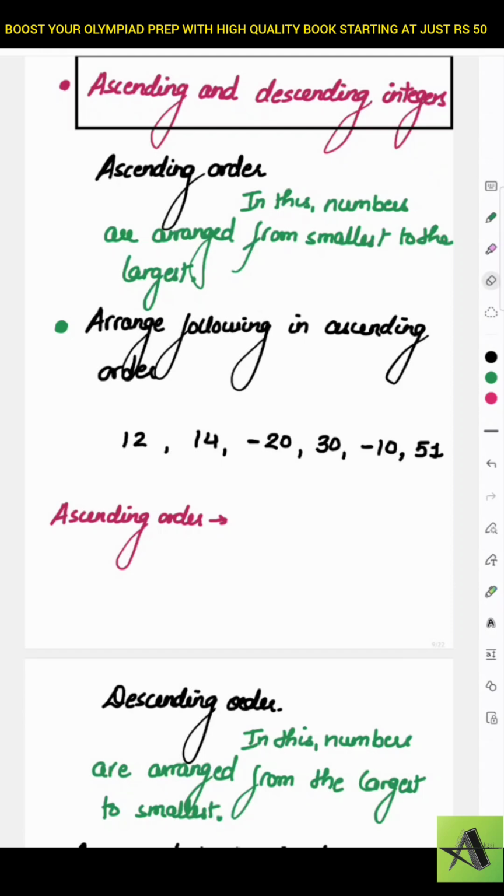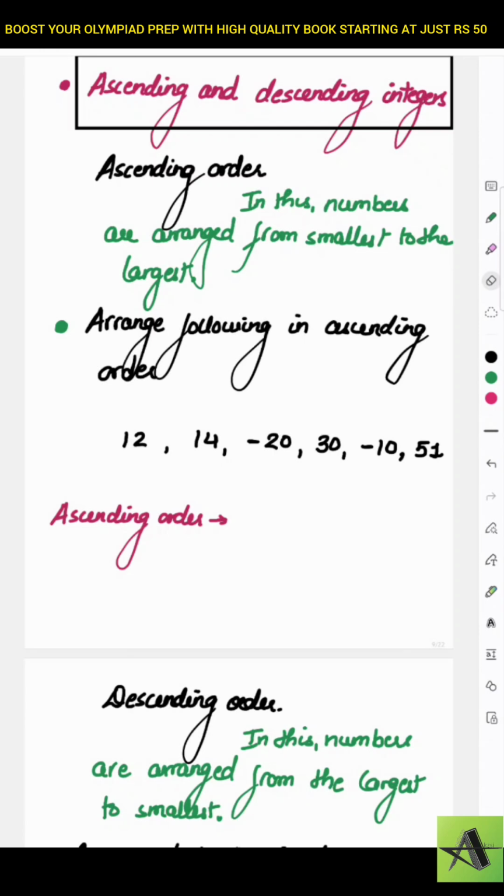Today we are continuing with the integers. In our first video, we have already completed how to add and subtract integers, what are integers, and what are positive, negative and zero integers. And today we are continuing with multiplication and division of the integers and some properties.